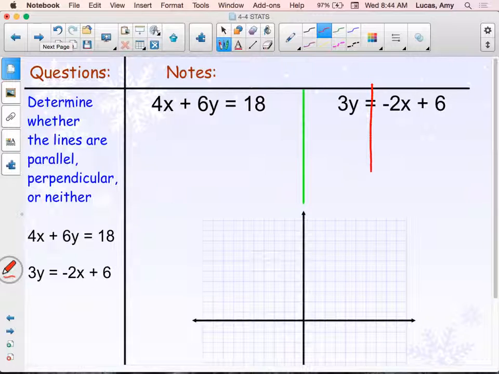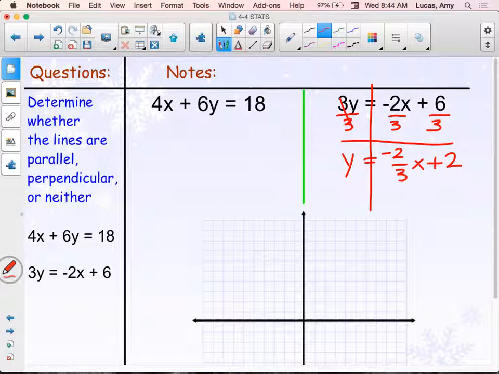I'm going to start over here on the right because this one's easier. I just need to divide everything by 3 to get the y by itself. So negative 2/3 x plus 2. Start at 2, down 2/3, down 2/3. Draw my line.